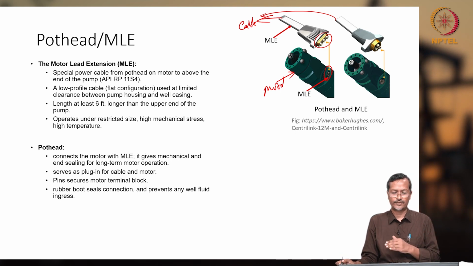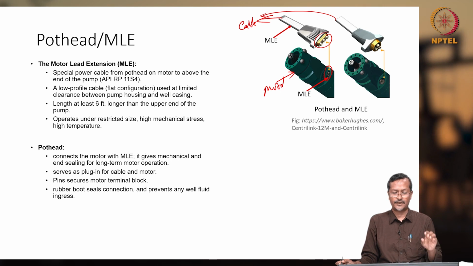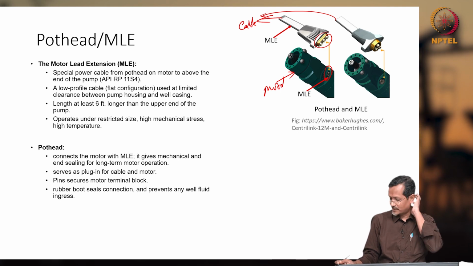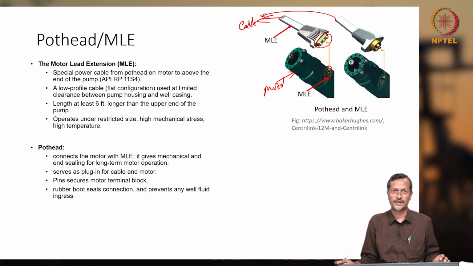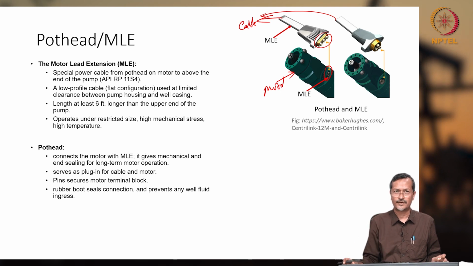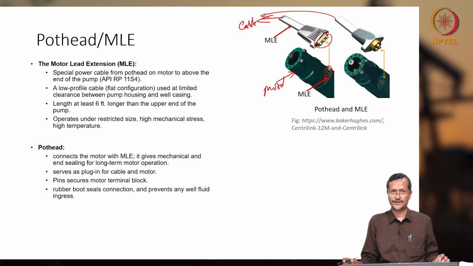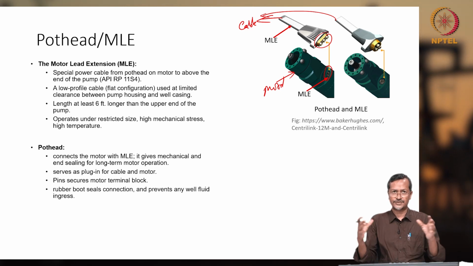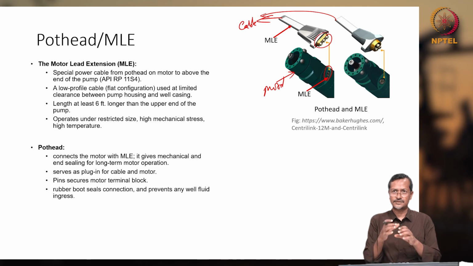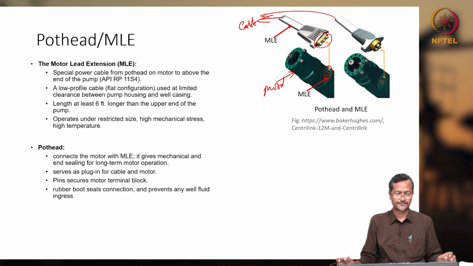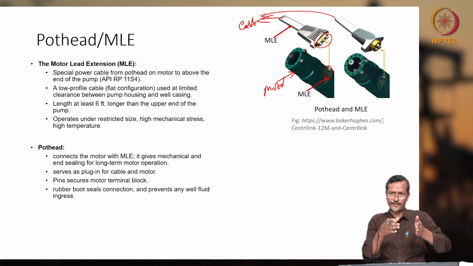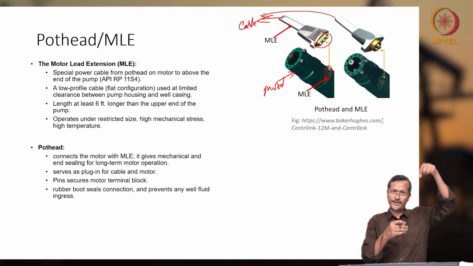So a special power cable goes from the Pothead, motor above the end of the pump, and if you want to find the specification, then you have to go to API RP 11S4. API RP11, I think, is for artificial lift systems. Many documents are there, so you can go through those documents. A low profile flat configuration cable can be used when limited space is available, but if you have larger space, then you can use circular cable. Nearby the motor stage, the motor will take certain space, and after the motor there will be very limited space. In that case you can use flat cable, but other parts may be circular cable.